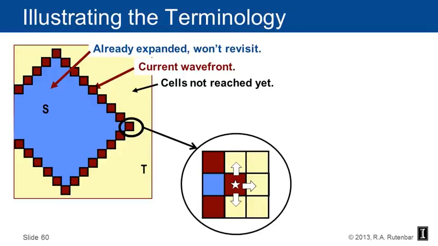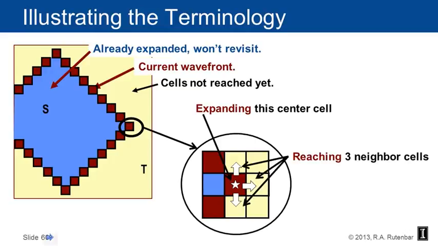There's 2 other red cells that are the other part of the wavefront, a blue cell, which is some stuff we've already expanded, and some yellow cells that we've not reached yet. Let's just sort of talk our way through this. We're expanding the center cell, so that's why I put a star on it. Expanding it means we have removed it from the wavefront and we're using it to reach its neighbors.